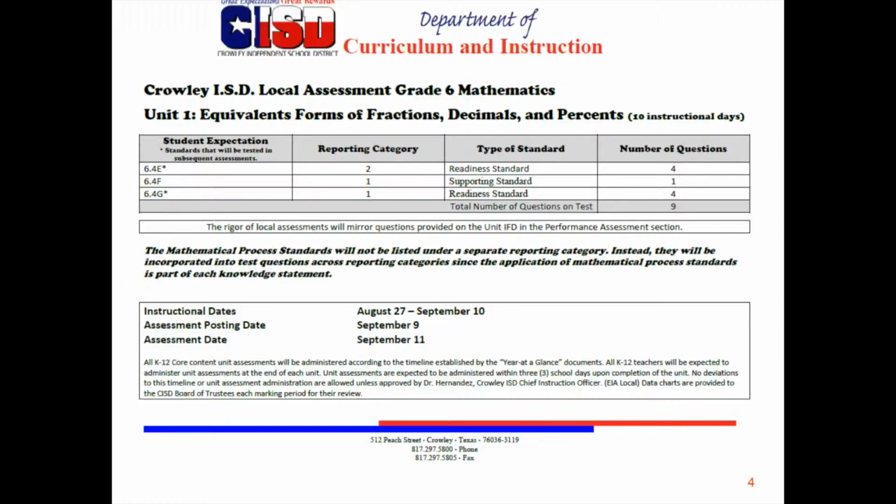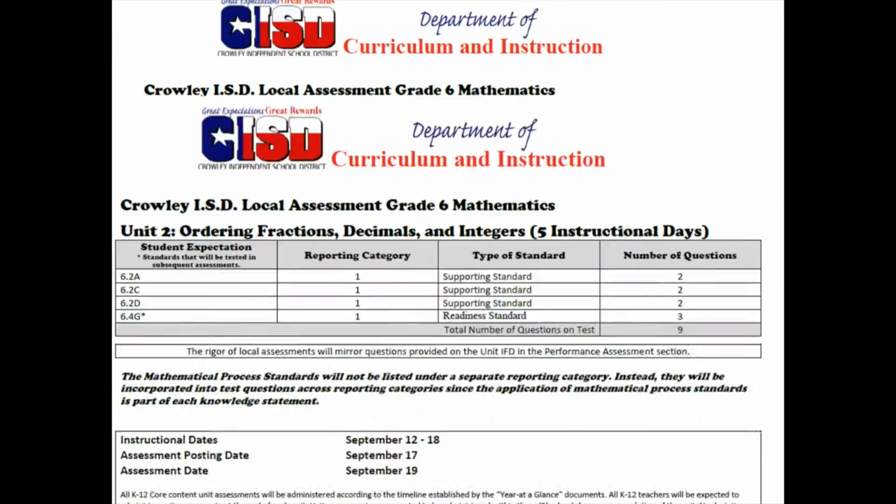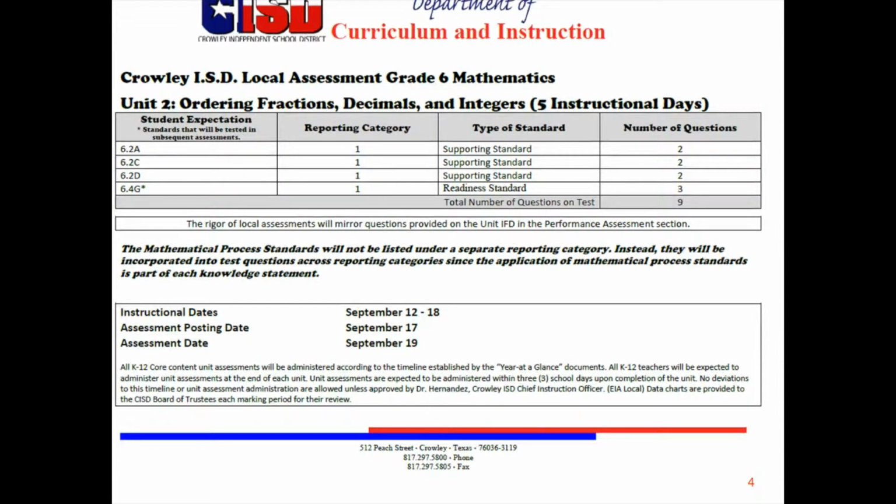The Unit 1 Local Assessment will be available for printing purposes on September 9th, and the unit should be assessed on September 11th. Per the Local Assessment Guidelines, teachers are to administer unit assessments within 3 school days upon completion of the unit. Now pause for a moment to review the Unit 2 Local Assessment Blueprint.